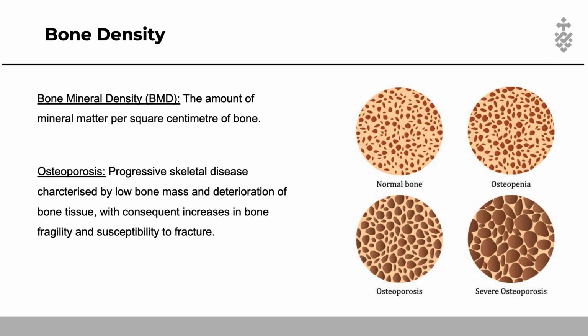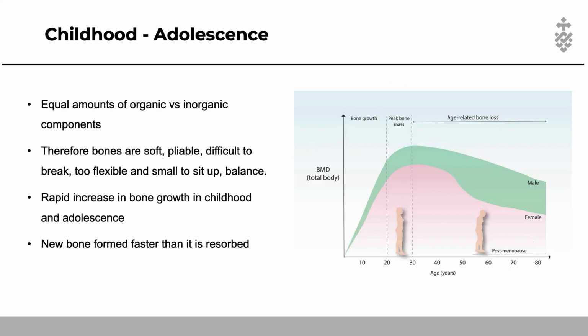So let's have a look now at the normal trends of our bone density across the lifespan. Now, during infancy and early childhood, we have equal amounts of organic and inorganic components. So the organic being our collagen and inorganic being calcium and so on. And this makes the bones soft, it makes them pliable and difficult to break.